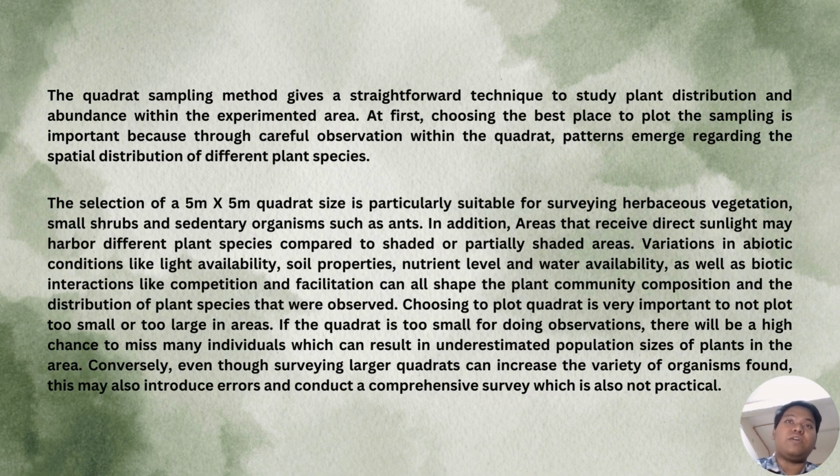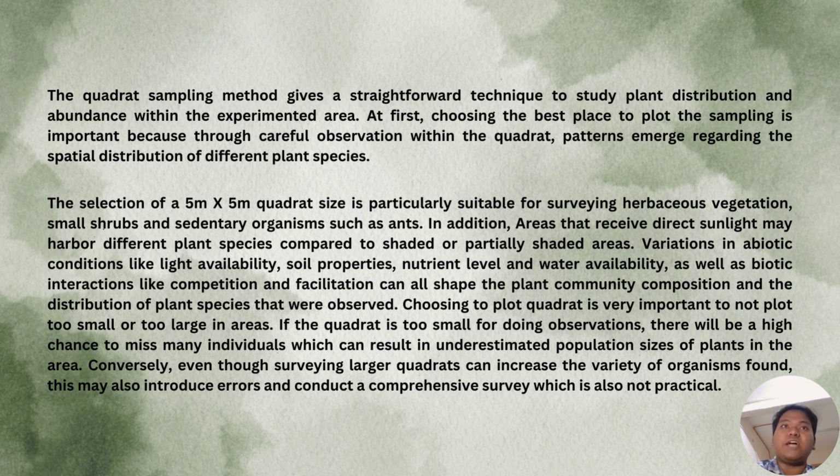Based on the results, we can discuss that the quadrat sampling method is a straightforward way to study plant distribution and abundance. It's important to choose the best place for sampling because careful observation within the quadrat reveals patterns in how different plant species are distributed. A 5 meter by 5 meter quadrat is ideal for studying herbaceous plants, small shrubs, and sedentary organisms like ants.